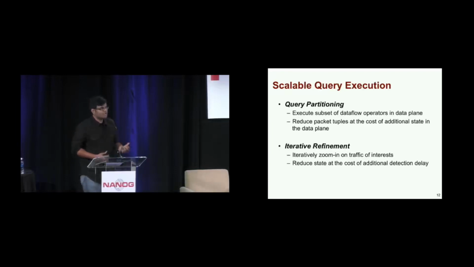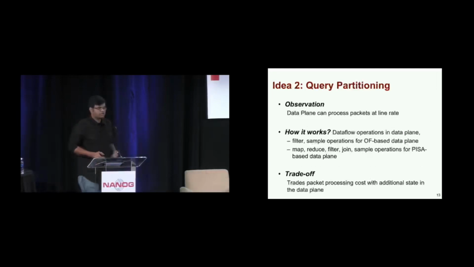When I say query partitioning, the idea is that we observe that there are programmable devices across the network. You can call them SDN, or I call them just reconfigurable or programmable devices in the network. They can actually execute a subset of the data flow operations that the network operator expressed. This reduces the packet tuples at the cost of requiring some additional state in the network. The second idea is iterative refinement: we iteratively zoom in on traffic of interest, reducing the state at the cost of additional delay. I'll talk about it in more detail.